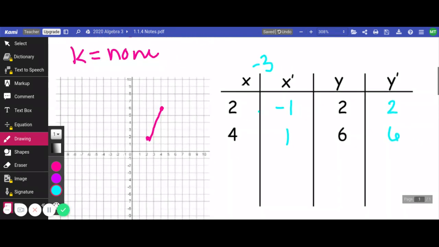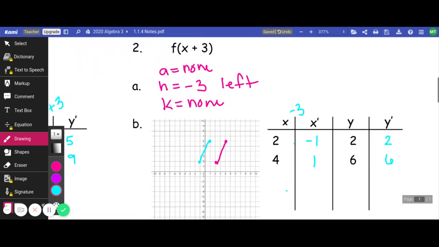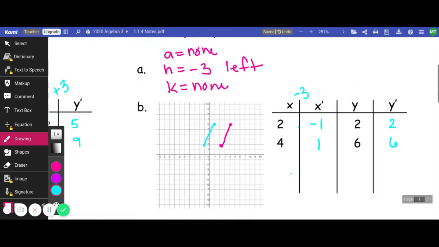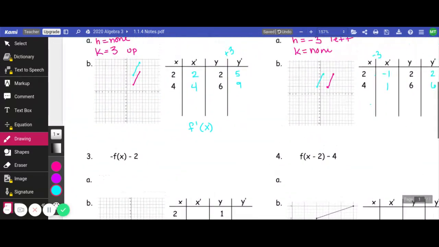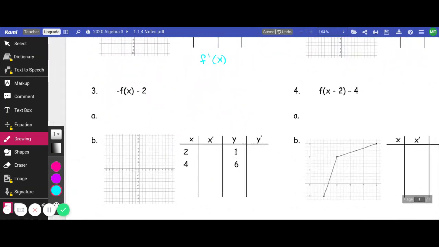Now I'm going to graph those points: negative 1, 2 and 1, 6. Your graph should make sense going from the pink to the blue. I went left 3, which looks like I did. So that is what these notes and worksheet are all about.